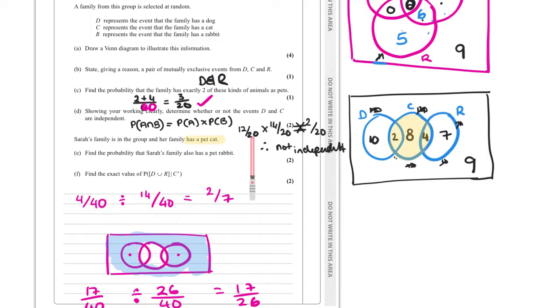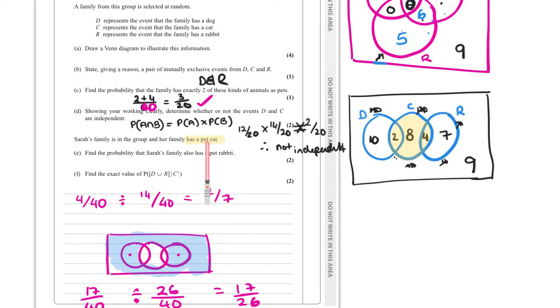So we've done it out of 20 because we're only looking at D and C, okay? And D and C has a total of 20. We multiply that by the probability of C, which is 2 plus 8 plus 4 out of 20. That does not equal our intersection here, which is 2, okay? So therefore not independent.